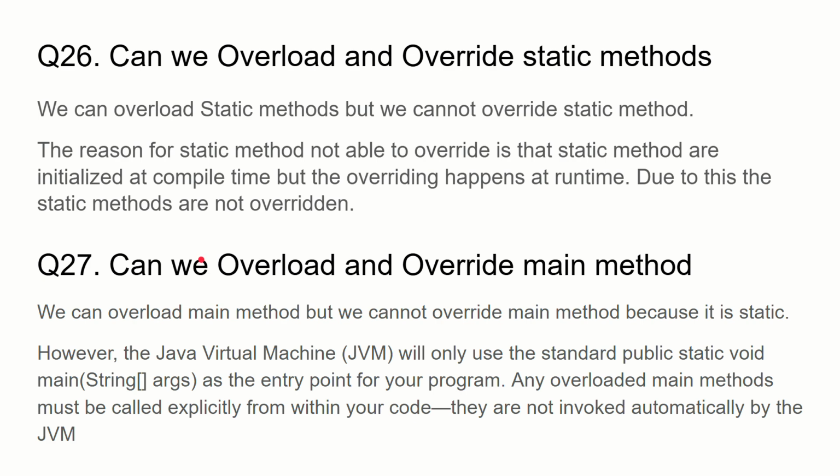Next question is, can we overload and override the main method? Again, we can overload the main method, but we cannot override the main method because it is static. However, the JVM will only use the standard public static void main with String arguments as the entry point for your program. Any overloaded main methods must be called explicitly from within the code. They are not invoked automatically.